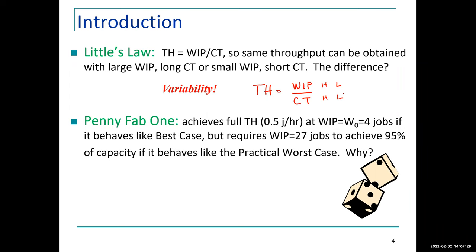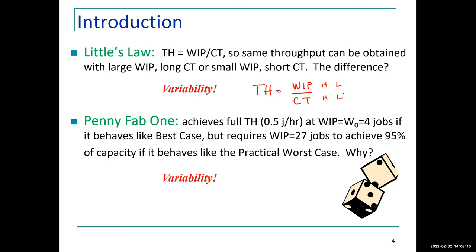So that's why this can happen. Variability is taking part of these equations. When we talk about the Penny Fab 1, it achieves full throughput, 0.45 jobs an hour, when we have a critical WIP equal to 4 jobs, if it behaves like the best case, but requires a work in process of 27 jobs to achieve 95% of capacity if it behaves like the practical worst case. Why is that the case? Again, variability. If you have variability in your system, then these deterministic best case scenarios are not going to be the ones that you're going to encounter.